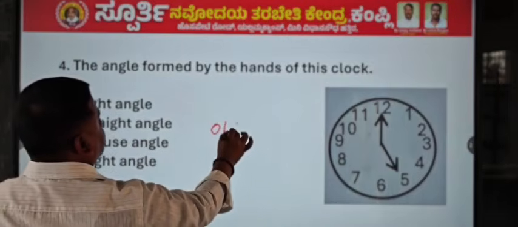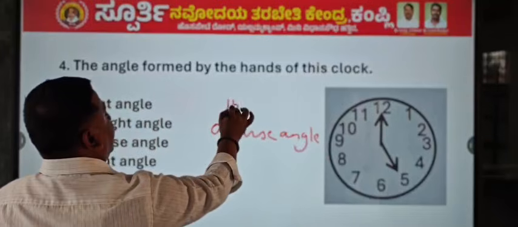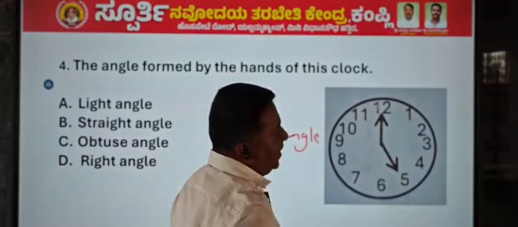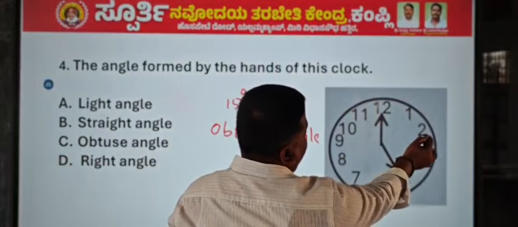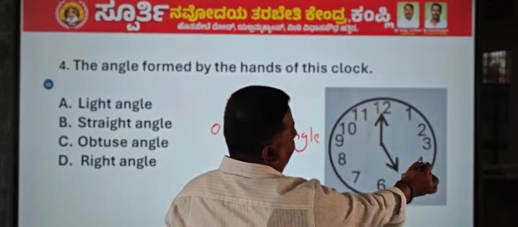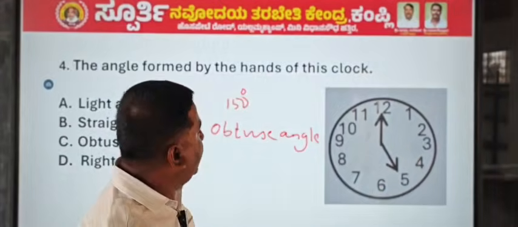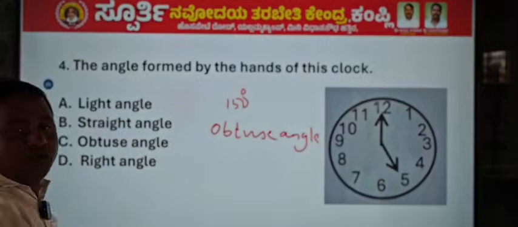This is an obtuse angle. Here 150 degrees is there. The total is 360 degrees. Each minute end carries 30 degrees. 12 to 1, 30 degrees, and 1 to 2, 60 degrees, 90 degrees, 120 degrees, 120 plus 30 degrees, 150 degrees. It is more than 90 and less than 180 degrees. So it is an obtuse angle.